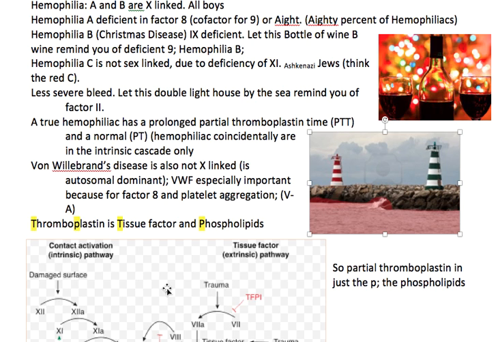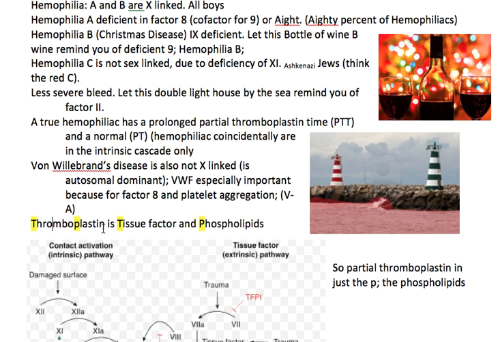So PTT basically stands for partial thromboplastin time, and PT stands for prothrombin time. I have this mnemonic right here. Thromboplastin is tissue factor and phospholipids, right? So let the T in thromboplastin remind you of tissue factor, and P remind you of phospholipids. And I admit this is confusing.